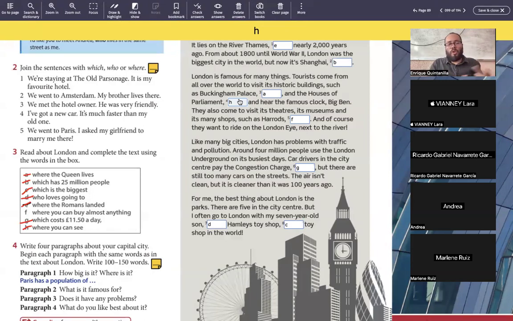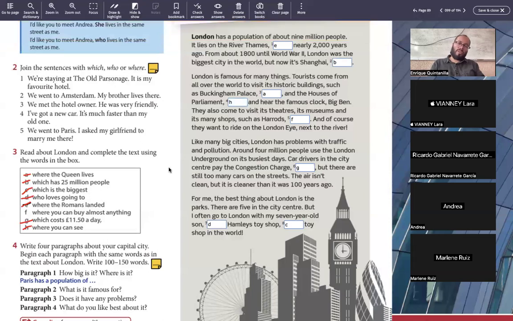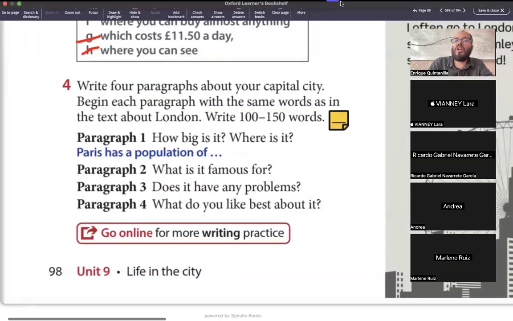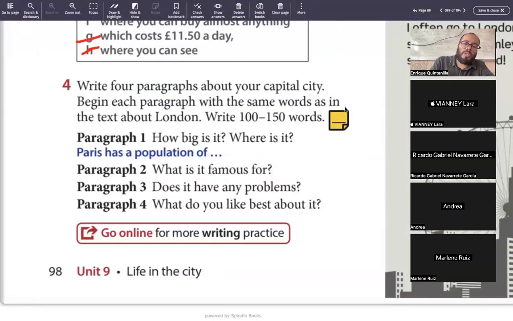Remember that they join two sentences, unen dos oraciones, yeah? Okay, we're going to do, or you are going to do the exercise number 4. Yeah, so we have 20 minutes left. Tenemos 20 minutos, 20 minutes left.